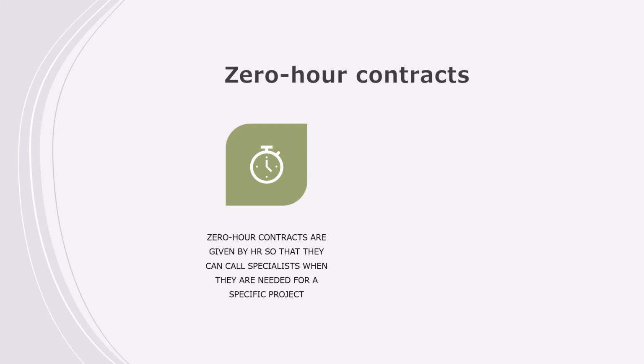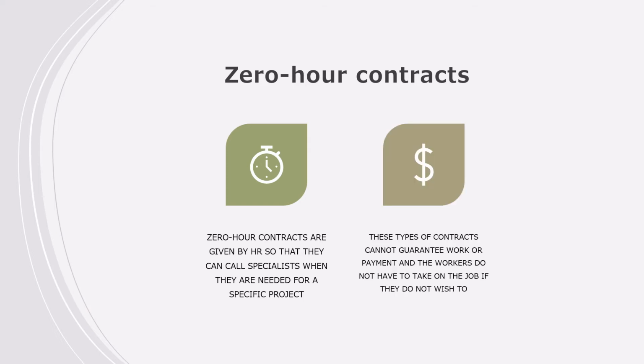Zero-hour contracts. A zero-hour contract is given by HR so that they can call specialists when they are needed for a specific project. These types of contracts cannot guarantee work for the employee or payment, and the workers don't have to take on the job if they do not wish to.